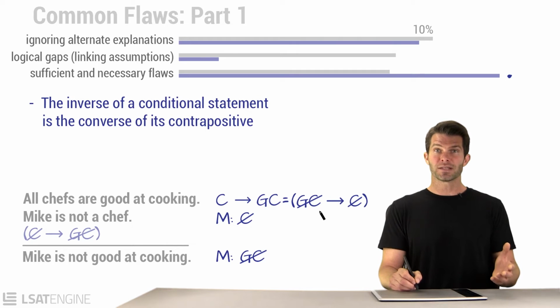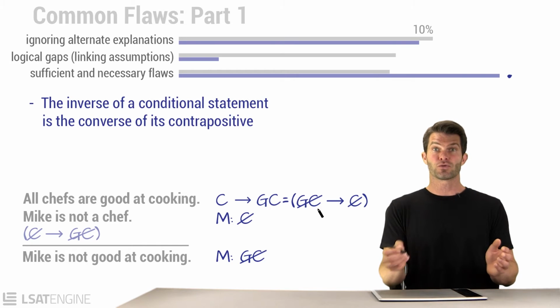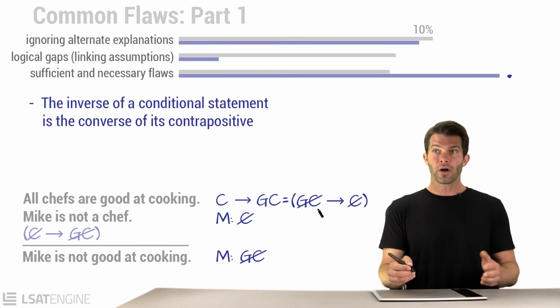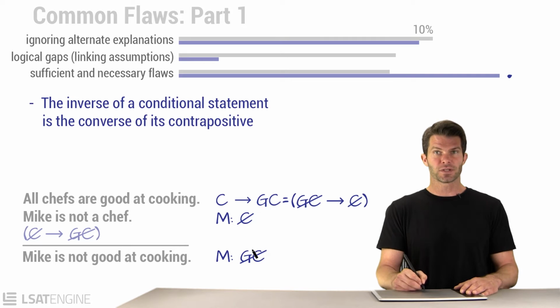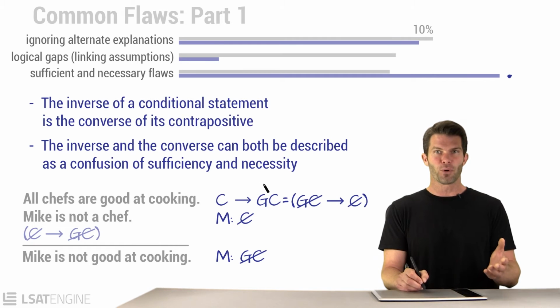And the reason I bring this up is because the LSAT is going to describe both of these flaws as a confusion of sufficiency and necessity. That's really easy to understand with the converse fallacy itself because you're just reversing the terms, but you can also describe the inverse as a confusion of sufficiency and necessity because it is the reversal of the contrapositive. So the inverse and the converse can both be described as a confusion of sufficiency and necessity, and it's really important to know that. Let's take a look at an example.